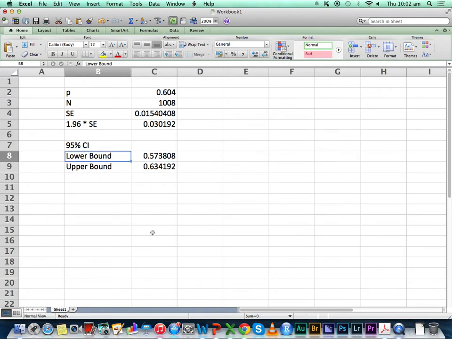And again, what is the meaning of that 95% confidence interval? It means the researcher, or Hong Kong POP, has 95% confidence that the true population proportion is within this range. Okay.